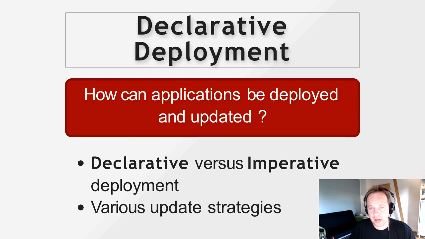Okay, now let's switch to the next pattern. This is all about how you can deploy your applications and how you can update them, and obviously how this works with Kubernetes. You have to distinguish between a declarative versus imperative deployment. What I want to talk about is the declarative one, where you just specify your target state and how you want the update to be done.